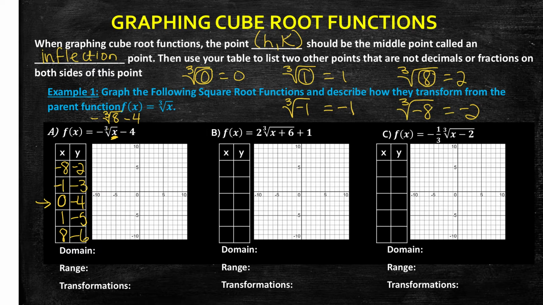And now I can graph it. So -8, -2; -1, -3; then I'd have 0, -4; 1, -5; and 8, -6.